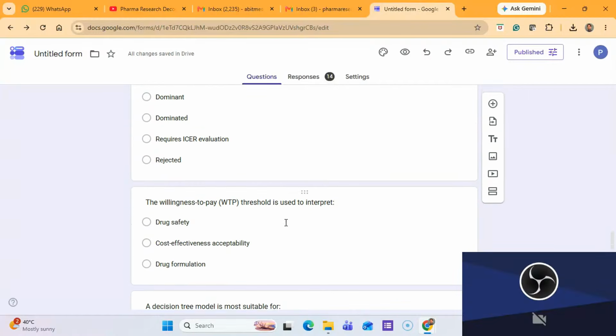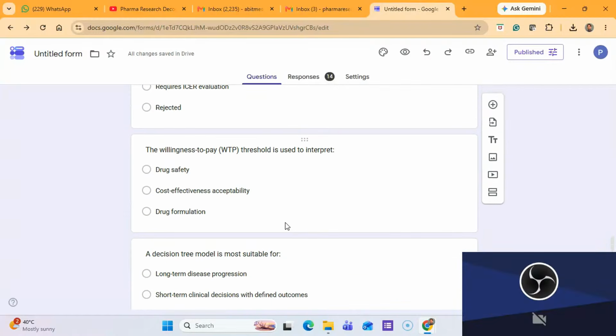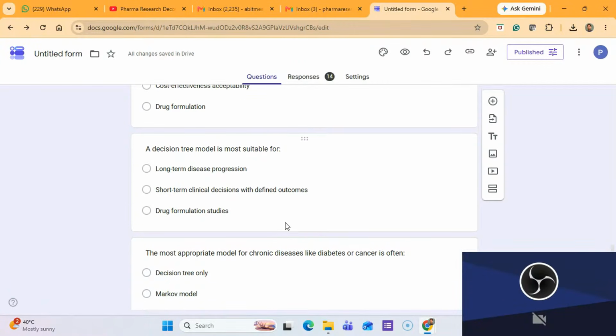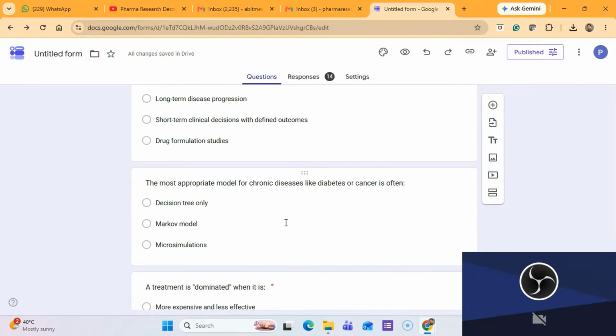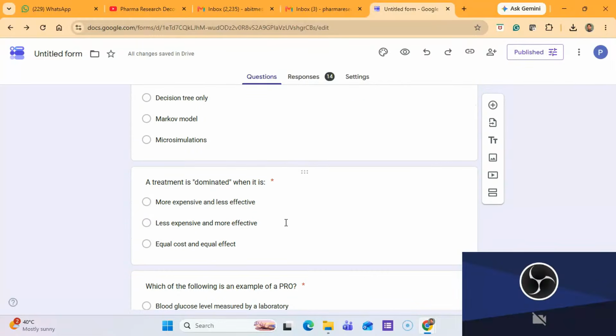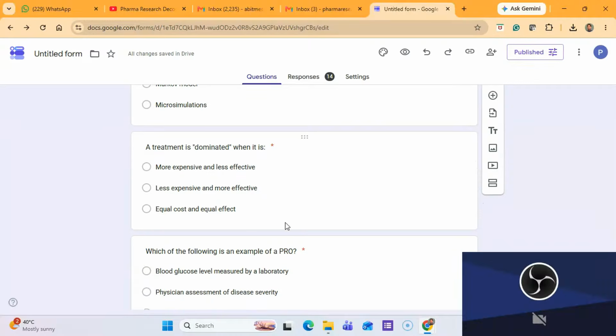The willingness to pay threshold is used to interpret cost effectiveness acceptability, right? A decision tree model is most suitable for short-term clinical decisions with defined outcomes. The most appropriate model for chronic disease like diabetes, cancer is often Markov models, right? A treatment is dominated when it is, what is the answer? A treatment is dominated when it is more expensive and less effective, or less expensive or more effective, or equal cost and equal effect. Yes.